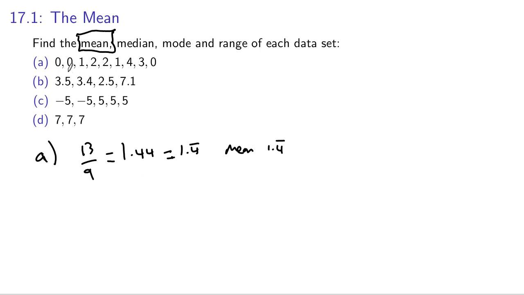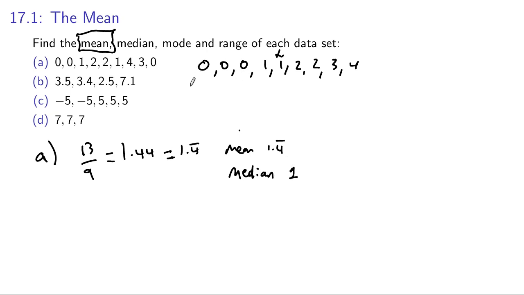The median is, we sort the list, so we have to sort this out. It's not in order. So we had 3 zeros, 2 1s, 2 2s, a 3, and a 4. So that's sorted. We need to find the middle one. So there's 9 and there's an odd number. There's one middle. The middle is here. So the median value is 1.